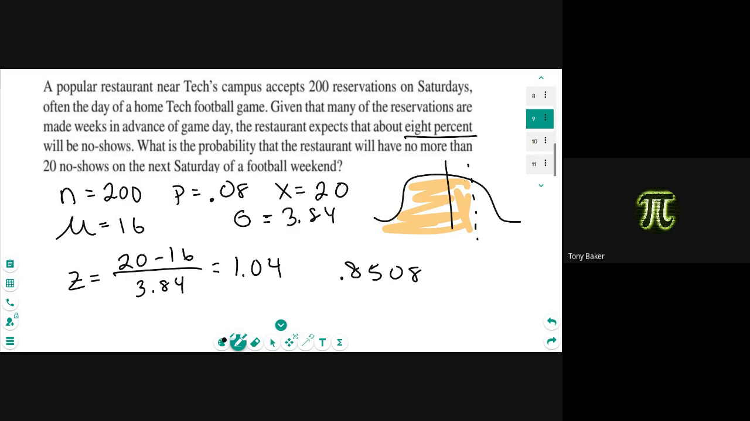That would be the X, and only the X. I want to include the 20. The way the calculation was done, it's not including the 20. So since it's discrete data, I have to do that correction, which is a half. So my X needs to be 20.5. That's the mistake I made.